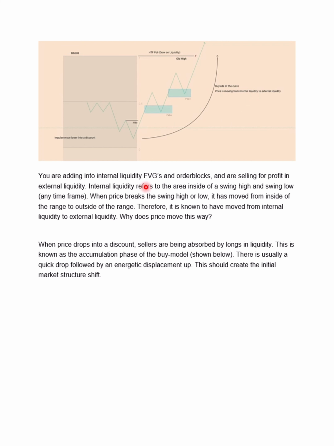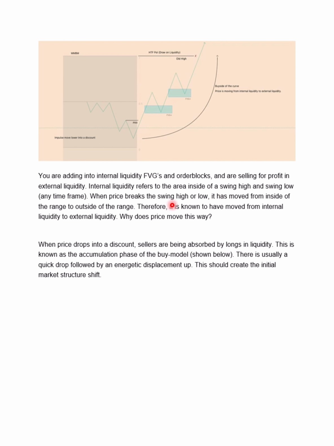You are adding into internal liquidity. Internal liquidity, we've said, is basically what we call fair value gaps and order blocks. And mostly it's the fair value gaps, and you are selling for profits in external liquidity. External liquidity is what we call external range liquidity, or the buy side or sell side liquidity. Internal liquidity refers to the area inside a swing high and a swing low in any time frame.